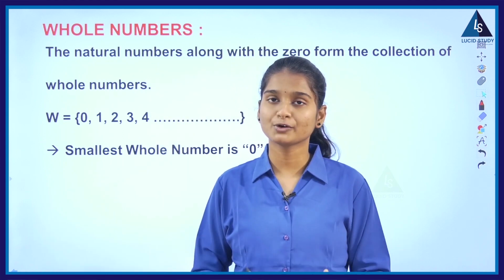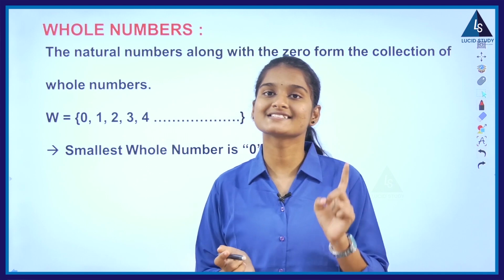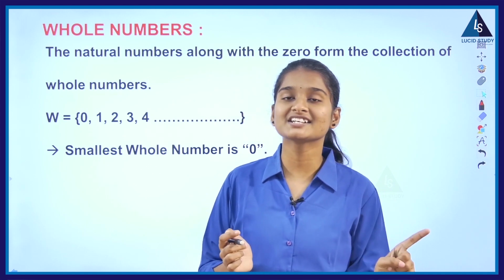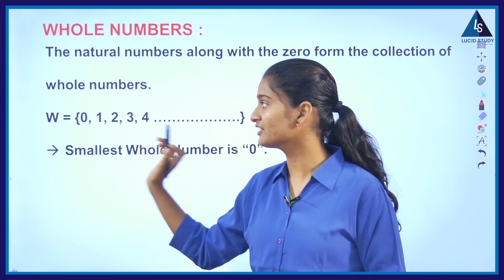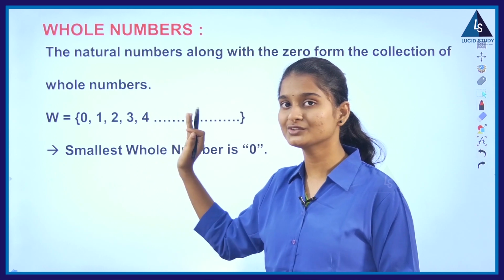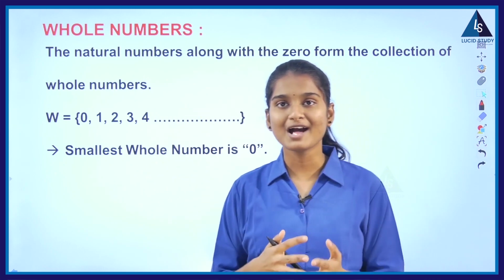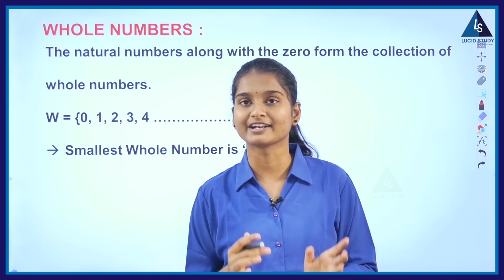Now let us know more about whole numbers. The smallest whole number is 0. The largest single digit whole number is 9. Whole numbers are represented with capital W. They start from 0, 1, 2, 3, 4 and so on. Now let us learn how to represent these whole numbers on a number line.